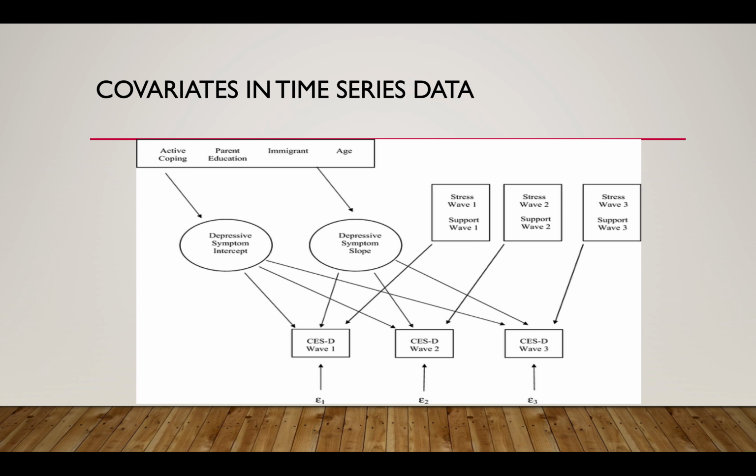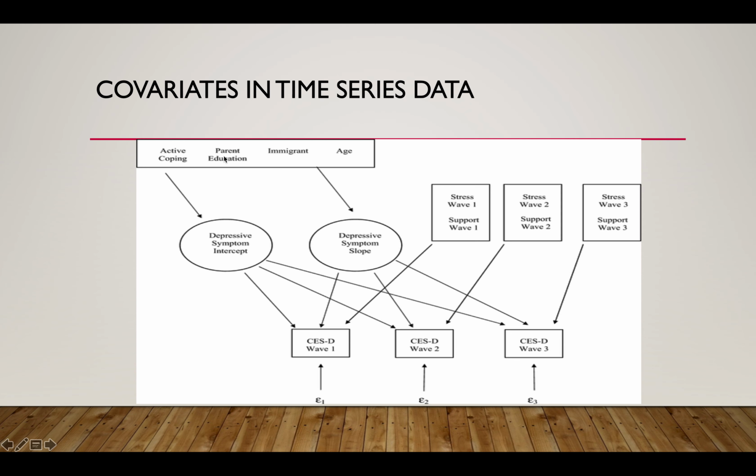So when we look at this data set here, we actually have both, right? We have time invariant covariates at the time of the intervention: their age, immigrant status, parent education, whether they're an active coper or not. And then we have stress and social support at wave 1, stress and social support at wave 2, stress and social support at wave 3, and depression at wave 1, depression at wave 2, depression at wave 3. And so we've got these time invariant covariates predicting the slope and the intercept of depression in these cases, and it wouldn't make any sense to put them down here. It makes more sense to add them right here.